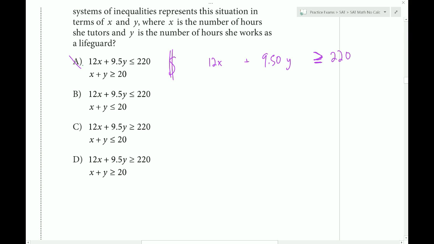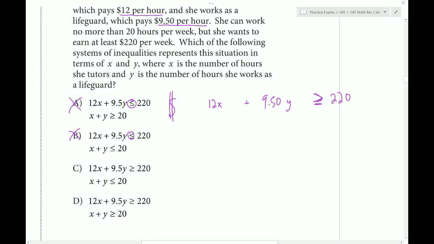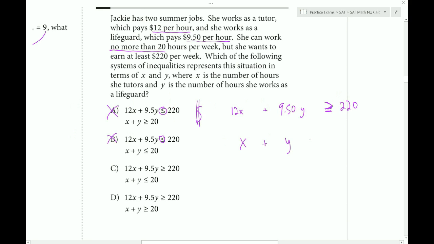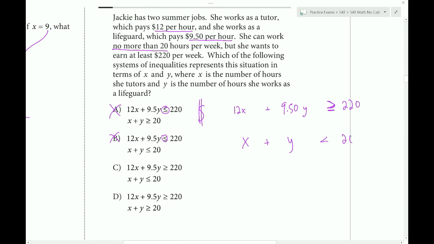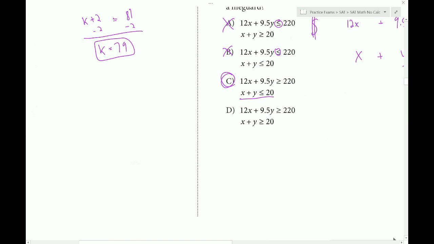Yes, so these have the inequality sign the wrong way. And these two have it correct. So now you can see that the other equation is going to involve hours. So if I add the number of hours she tutors and the number of hours she lifeguards, we want that to be no more than 20. But it could be less than 20 or equal to 20. So the best answer choice would be the one that has both of those correctly done.